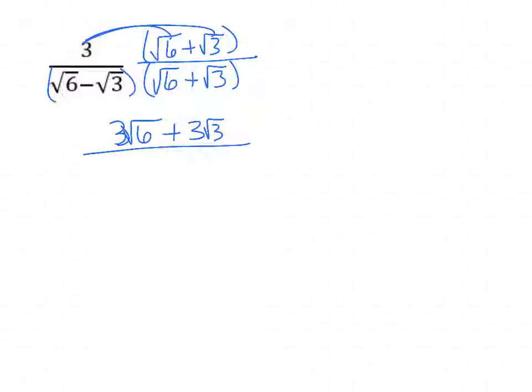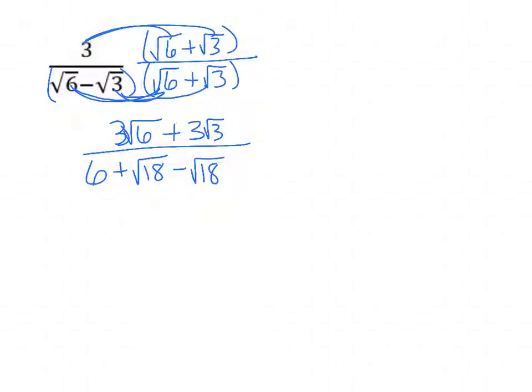In my denominator, I'm going to have to do FOIL. I have root 6 times root 6, 6. Root 6 times root 3, that's a positive root 18. Inner is a negative root 18. Yep, that's what I wanted to have happen.